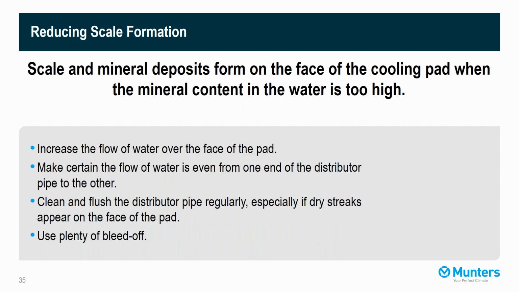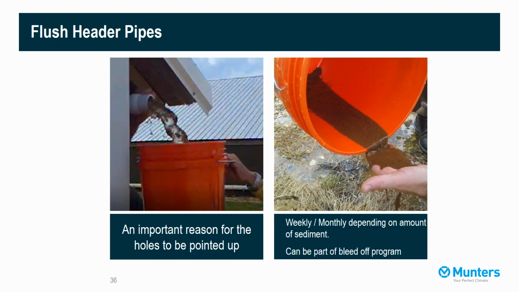To reduce scale and mineral deposits from the face of the cooling pad, we want to increase the water flow over the pad to help wash any of those minerals off. Make certain the flow of water is even from one end of the system to the other end. And then we also want to clean and flush the distribution pipe regularly, especially if you start having dry streaks. And use plenty of bleed off water.